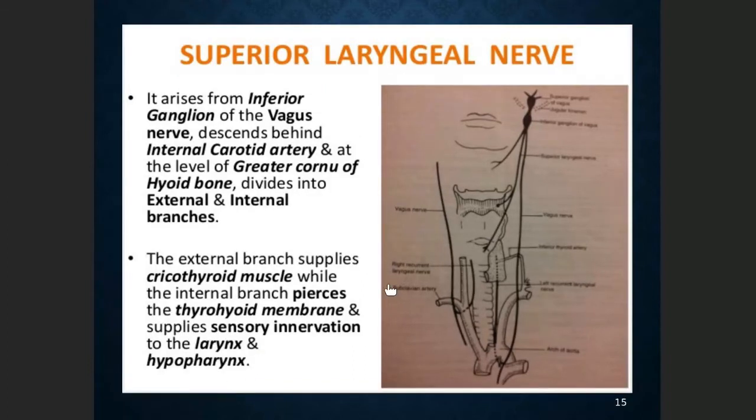The superior laryngeal nerve arises from the inferior ganglion of the vagus nerve, behind the internal carotid artery and hyoid, and the main artery actually supplies the supraglottic for the sensory, and the motor part for the cricothyroid muscle. Let's enter the larynx through the thyrohyoid membrane and do the sensory innervation of the larynx as well as the hypopharynx, because posterior to the larynx is the hypopharynx.